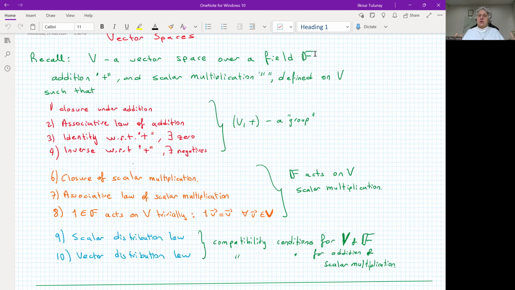Okay, now you have a vector space. That's what we are going to define. That's what you worked on last year, actually. So this is really a reminder for ourselves. We have an addition and we have scalar multiplication. We have two operations defined on the set of the vector space.